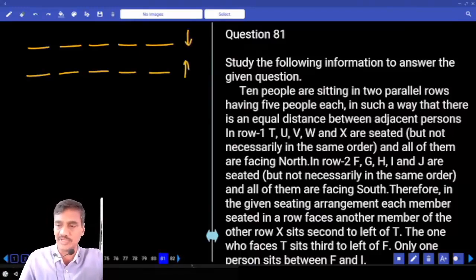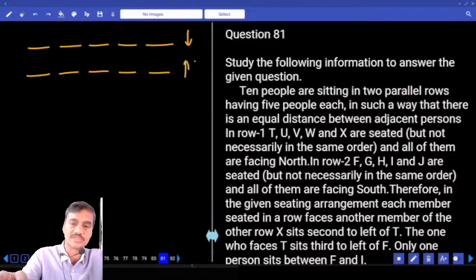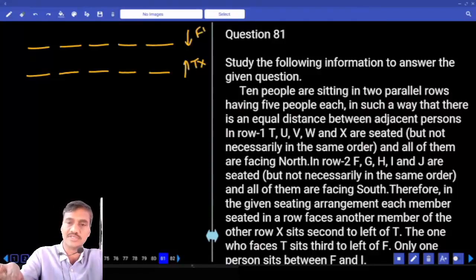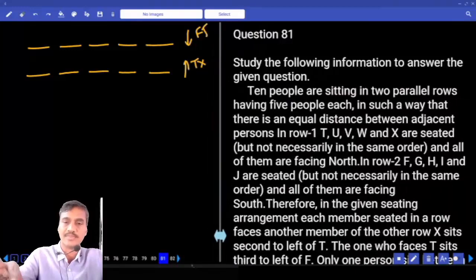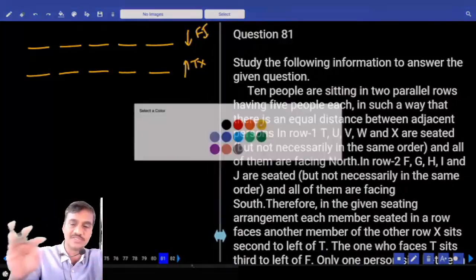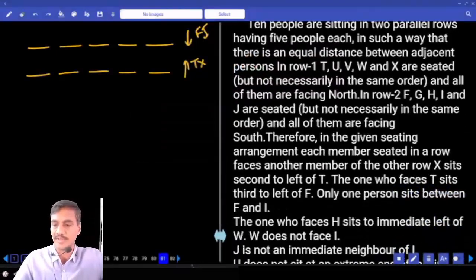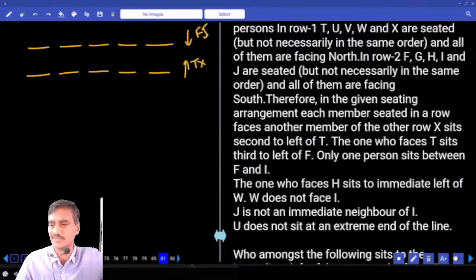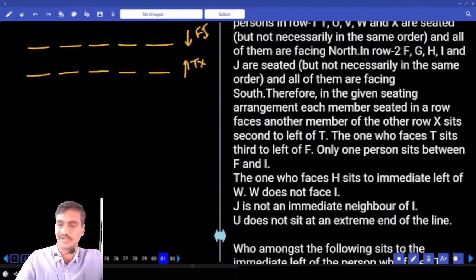Now in row 1, T, U, V, W and X, and all of them are facing towards north. In row 2, F, G, H, I, J, and they are facing towards south. Then, each member faces another member of the other row. X sits second to the left of T. And the one who faces T sits third to the left of F.